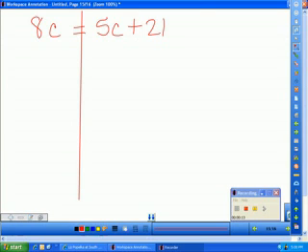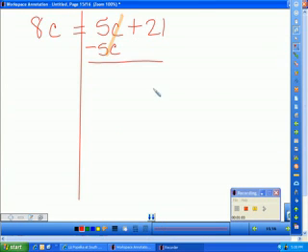The first goal for solving these equations is to get it so that we only have one variable in the entire thing. That means you need to eliminate either the 5c or the 8c. It doesn't really matter which one you undo. If you do it correctly, you should get the same answer. But I personally would get rid of the 5c because it's going to make the whole process a little bit shorter. 5c minus 5c is simply going to be 0. They're going to cancel each other out.